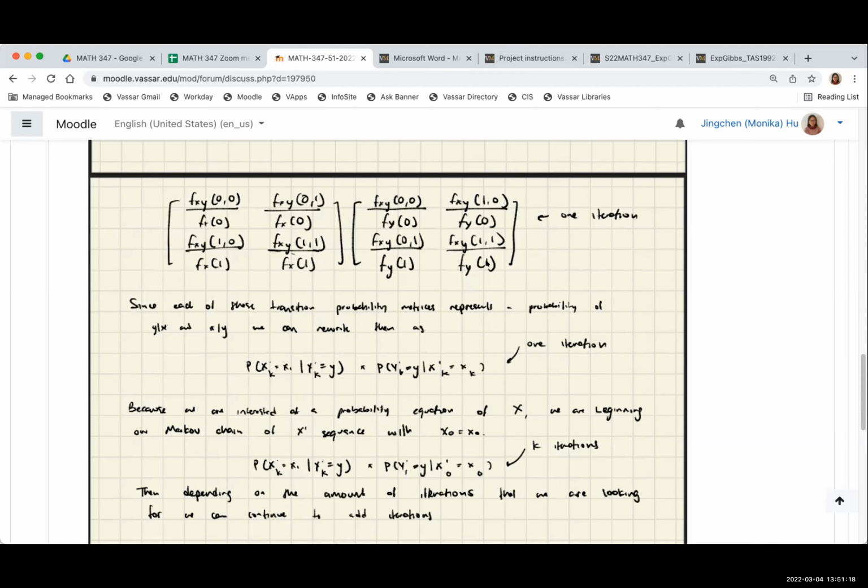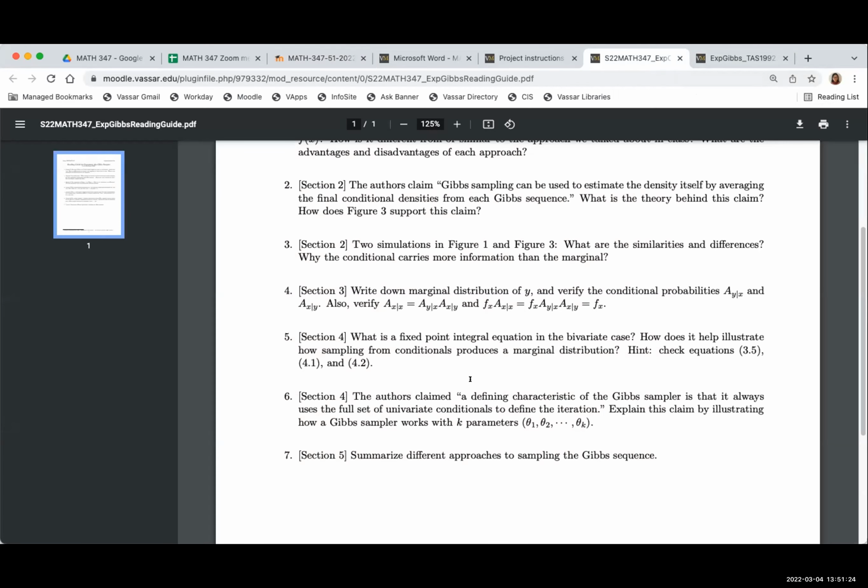Okay. So thank you. And with that, instead of using my laptop, iPad, let's look at the last question over here. I think it's question 5. This is from section 4. What is the fixed point integral equation in the bivariate case? How does it help illustrate how sampling from conditionals produces a marginal distribution? The hint is to check 3 equations. One is in section 3, and there are 2 others in section 4.